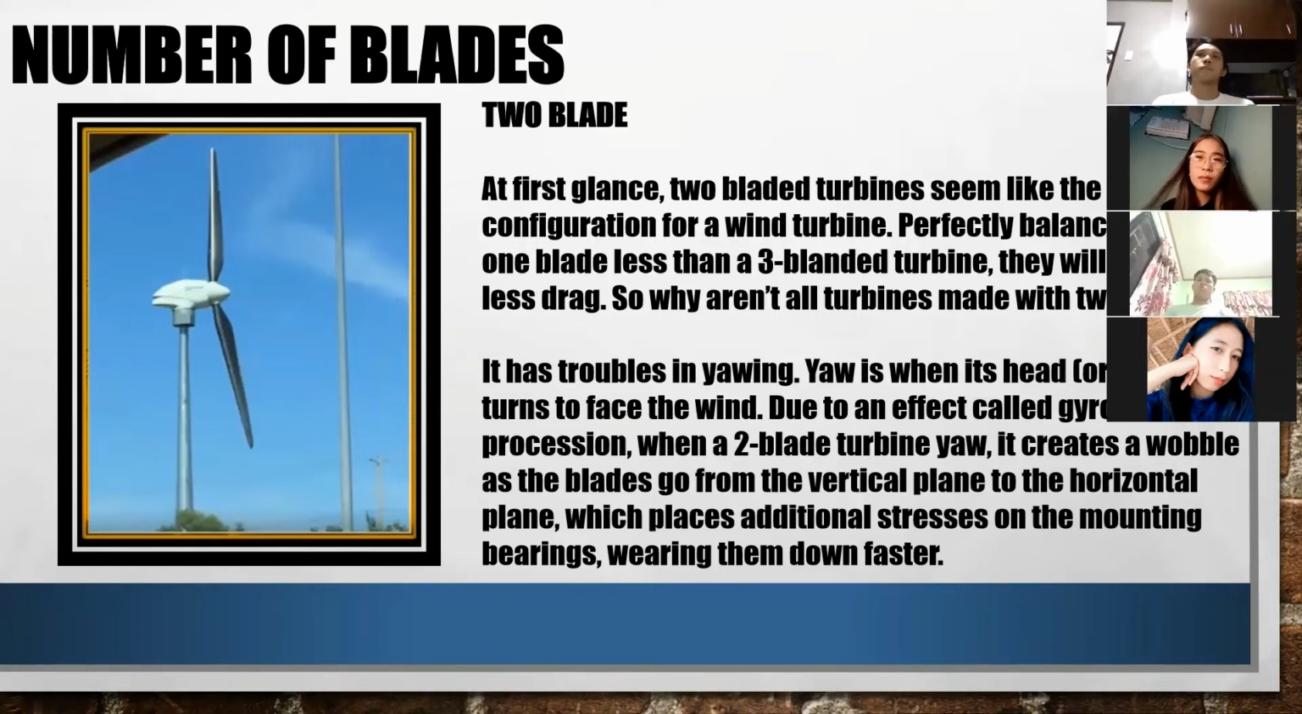Okay, so kung titingnan naman natin, parang ang gandang gamitin kapag two blades lang nga yung sa wind turbine. However, it is still not advisable. So sabi rito na yung nacelle, pag humarap siya dun sa wind, hindi siya makakapag-create ng electricity.